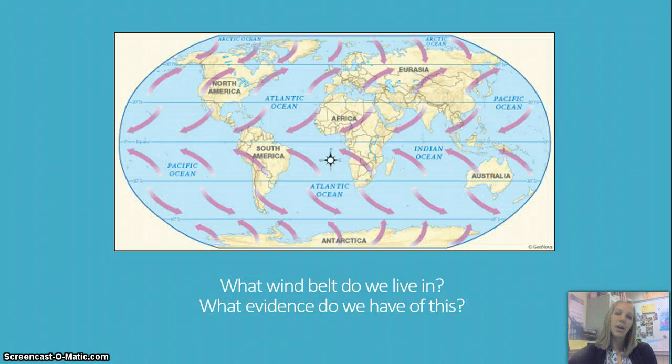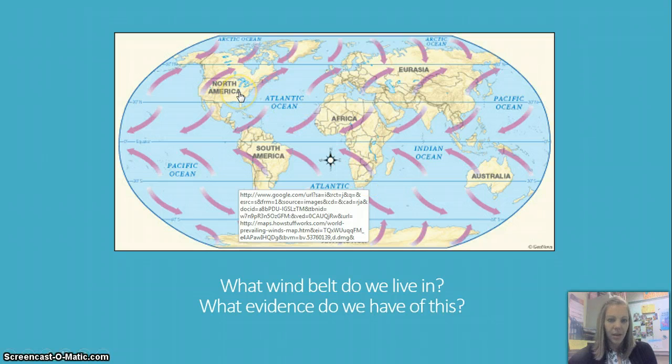All right, so by now you should know what wind belt we live in. If you don't, you can find North America on this map and look at where it's located, north or south of the equator. You can also look at the wind direction. If you find North America and where Ohio would be, around the A, you would see that the wind is moving from the west to the east. There's only one type of global wind belt where this happens, and that is the prevailing westerlies.